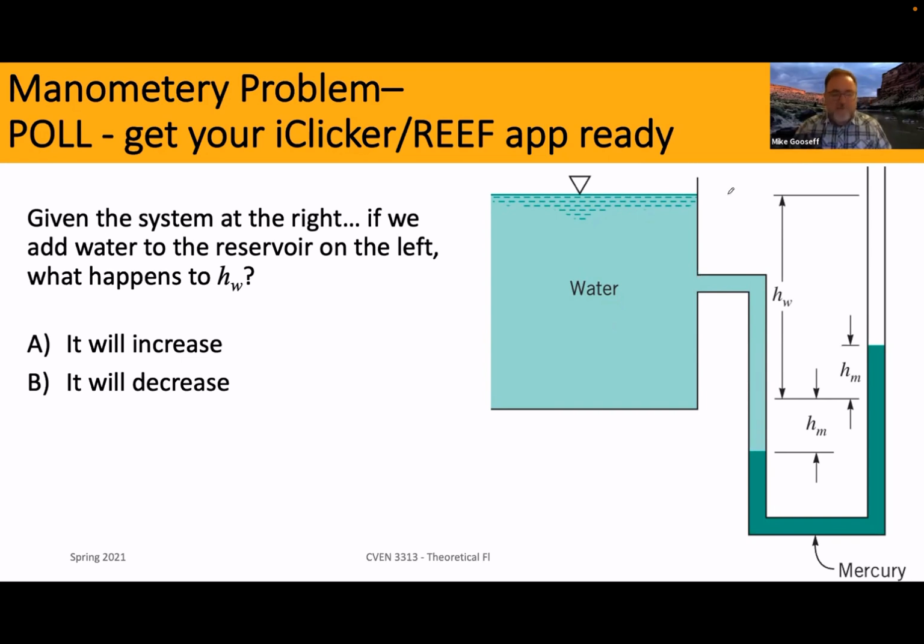All right, so go ahead and vote. The answers are A or B. It will increase or decrease. We got about 20 seconds left. I'll bring the poll down onto this slide so you guys can see it. It's another 10 seconds.